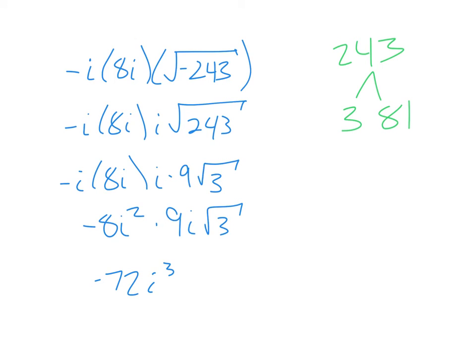Third. Square root of 3. Is that done? No. Why not? No, you don't need to simplify 72 because it's not in the radical. But this isn't done because of the i to the third. So then, i to the third is really negative i. So negative 72 times negative i.